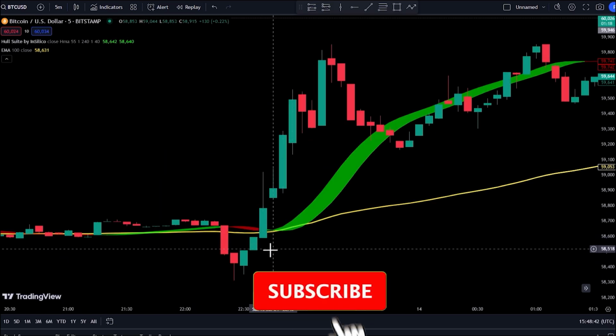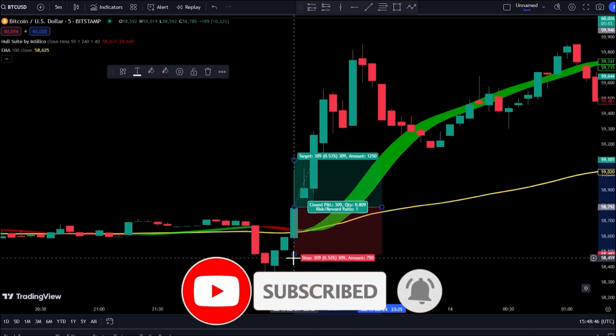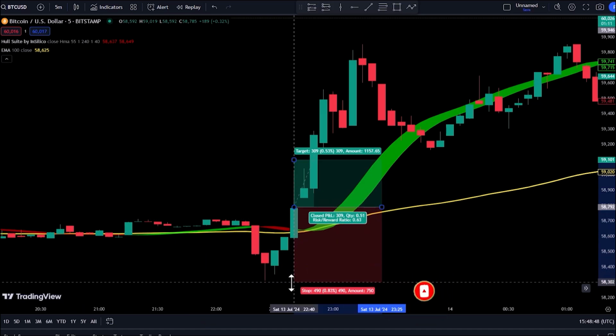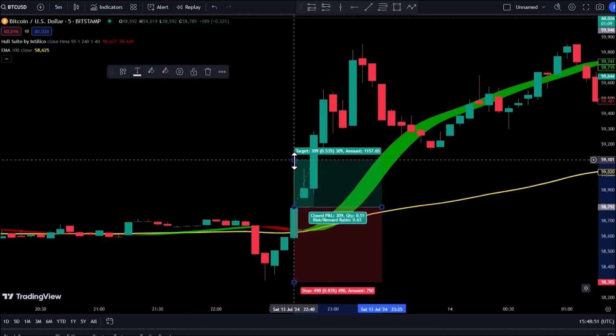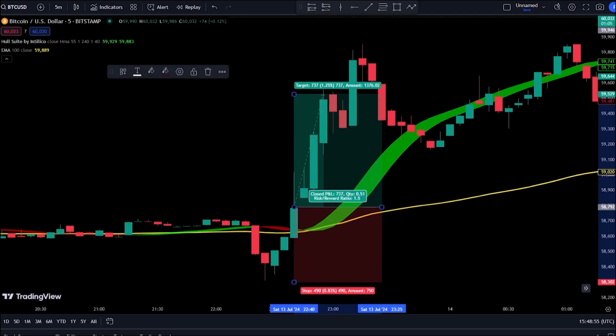So we can place our order here, a buy position here, and we set our stop loss at the latest swing low below, and we search for 1.5 reward. I tested this strategy 50 times, and the win rate of this strategy is above 80%. This strategy is very accurate and profitable.